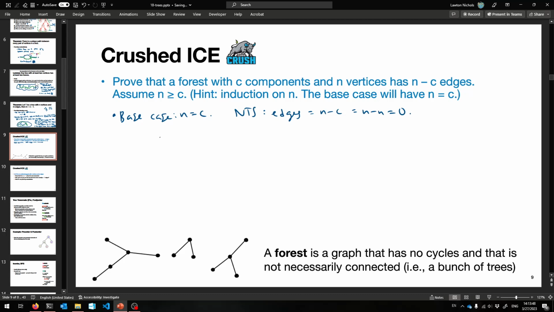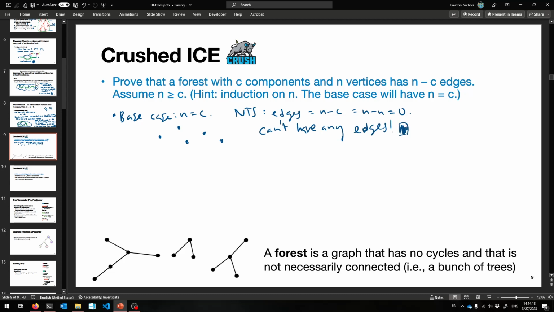So what does that mean? Here are C components, like there's 3, 4, 5 components or something. 5 components, 5 nodes. Yeah, of course there can't be any edges. You see that? If they all have to be separate components, you have to have as many components as there are nodes. None of them can be connected to each other. They can't have any edges. So that's easy. Can't have any edges at all. So that checks out. So that's QED for the base case.